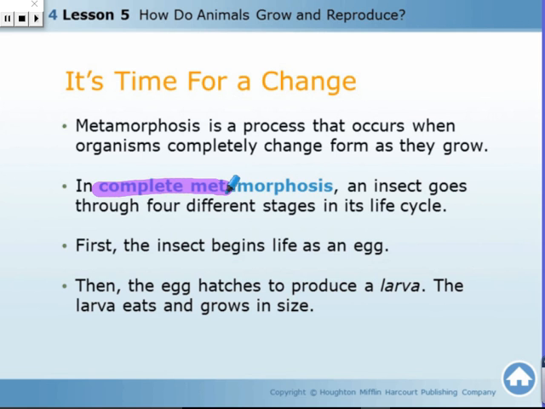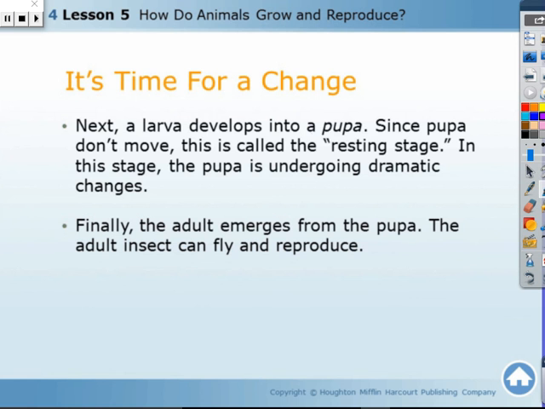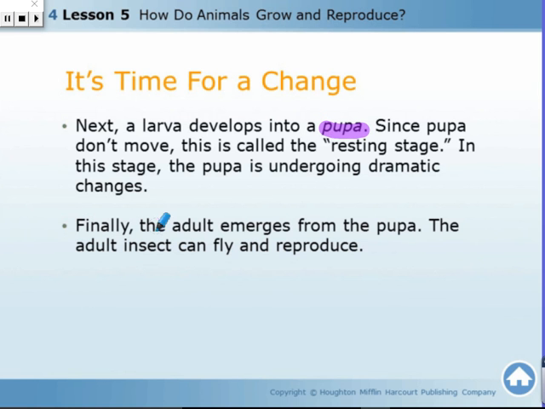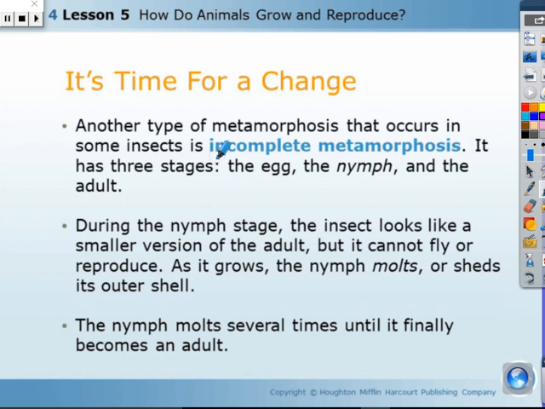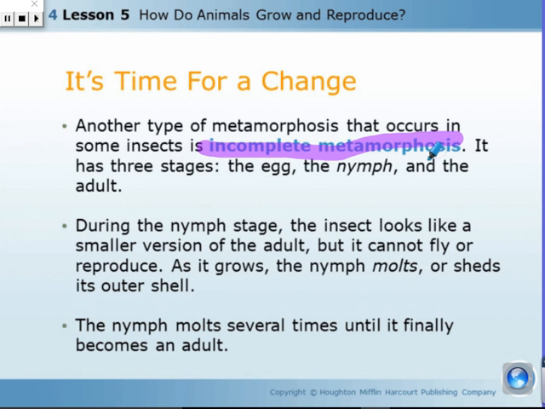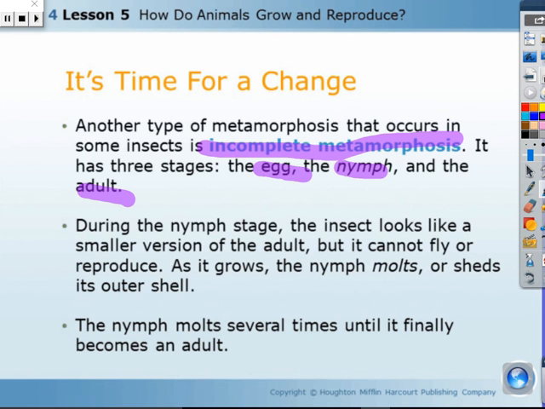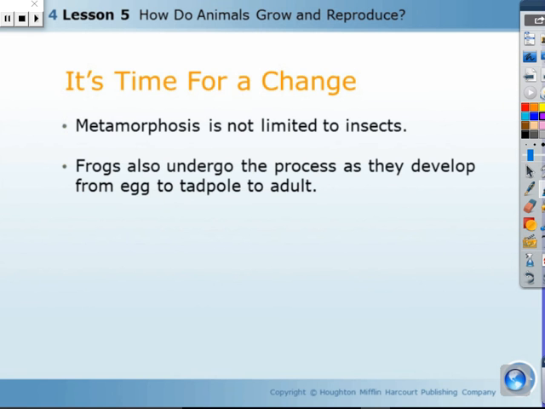complete metamorphosis. The stages are pretty important. The egg, the larva, the pupa, and then the adult. So make sure you know those 4 stages. Incomplete metamorphosis, it goes through 3 stages: the egg, the nymph, and then the adult. Go ahead and watch the videos on metamorphosis and incomplete metamorphosis.